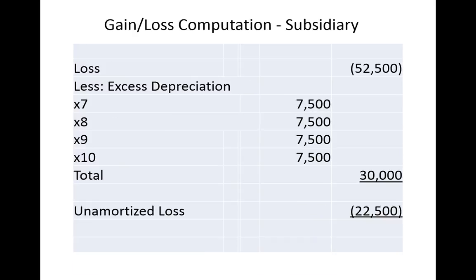What remains, though, is the gain or loss computation for the deferred gain, or sorry, the deferred loss. The original loss was $52,500. And what we've done is we've amortized or recognized some of that loss over X7, 8, 9, and 10. We've recognized $30,000 of that. So what's happened is $22,500 of the loss has not been recognized yet. So during the current year, we can recognize that loss on our consolidated financial statements.